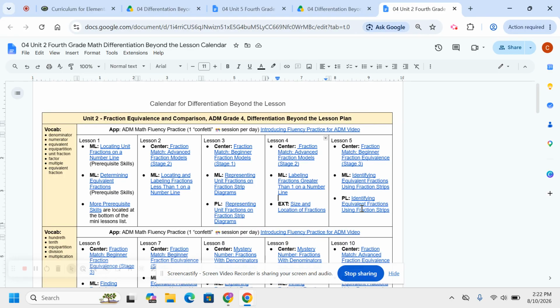The students who have demonstrated that they've already met or are close to meeting the objective can work on the center fraction match advanced fraction models stage 2. You'll notice underneath lesson 2 that you had taught, there's this advanced fraction practice that students who have already met that objective can work to build their fluency. However, the ones who have not yet met the objective can do the mini lesson with me, the teacher, in a small group setting at the back of the room or wherever your small group may meet.